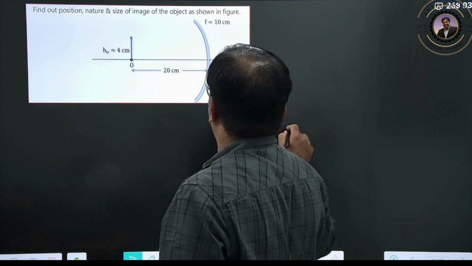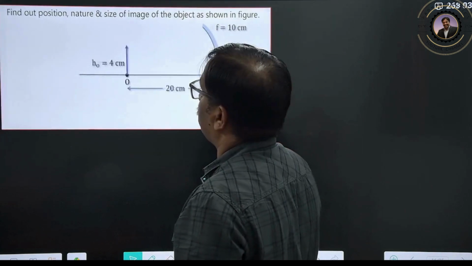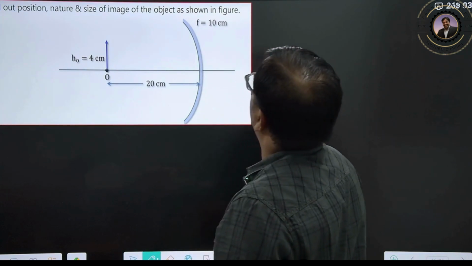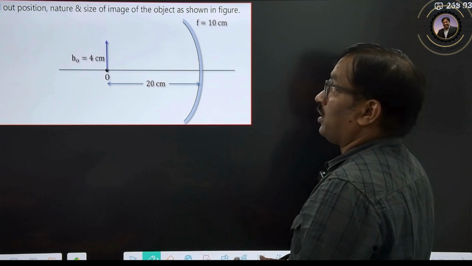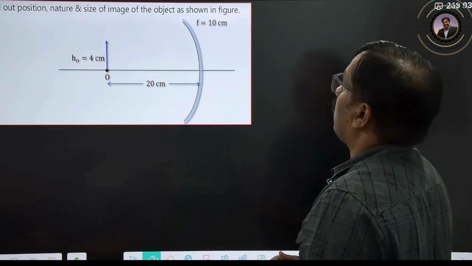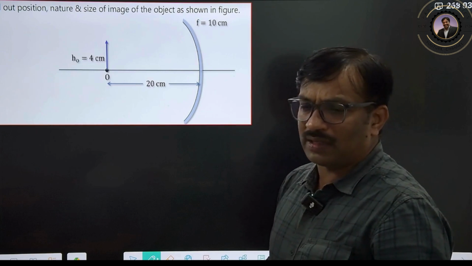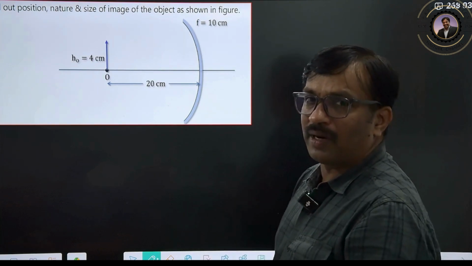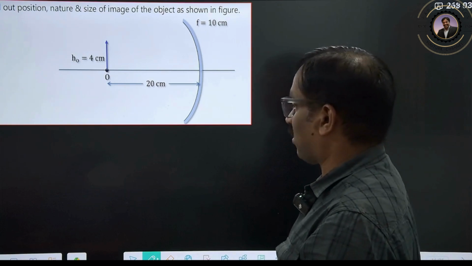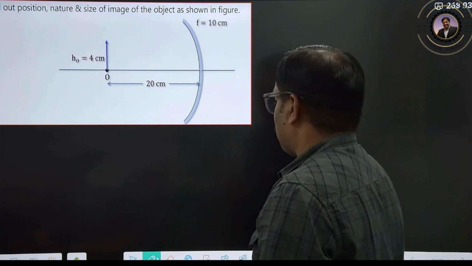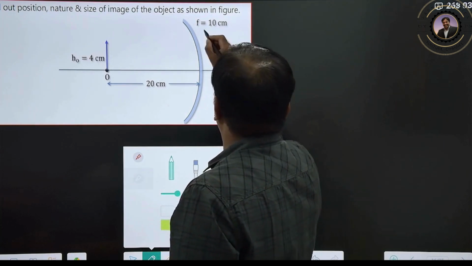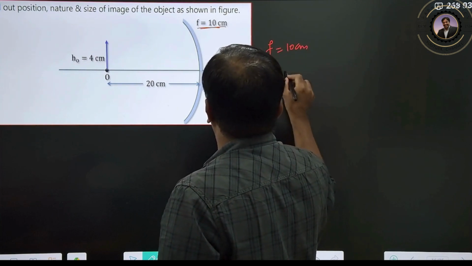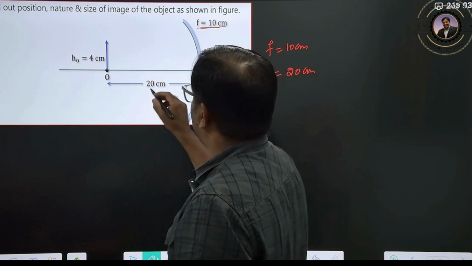Here they gave the object distance, the height of the object, and a concave mirror. The focal length is given. We have to calculate the position, nature and size of the image. Sometimes you need not always follow the formula, but I can write it directly. This is the skill you have to develop. So what is given here? The focal length is given as 10 centimeter. What should be the radius of curvature? 20 centimeter.